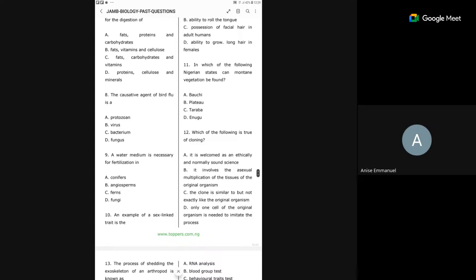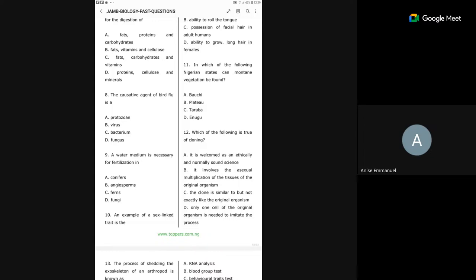Number nine: a water medium is necessary for fertilization in which of these options? Conifers, angiosperms, ferns, or fungi? The answer to this question is ferns. Ferns are non-flowering plants, so in that case, they need water for fertilization. We'll go to the next one.